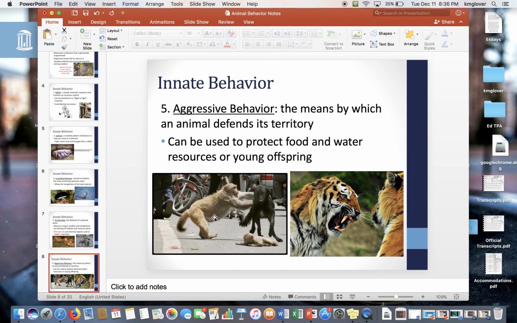All right, in order to defend your territory, sometimes you have to be aggressive. You have to use aggressive behavior. If you're being aggressive with someone, you're being confrontational, you're about to fight them. Okay? So this is a means by which you defend your territory. Okay? It's pretty self-explanatory. You're pretty much fighting in order to protect your food, your water, your resources, your young. Okay, so that's just a means in order to be able to defend your territory, your offspring, and that's using aggression.